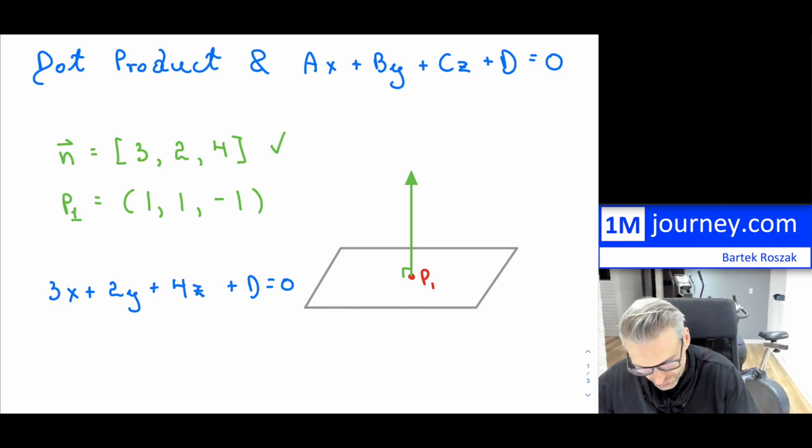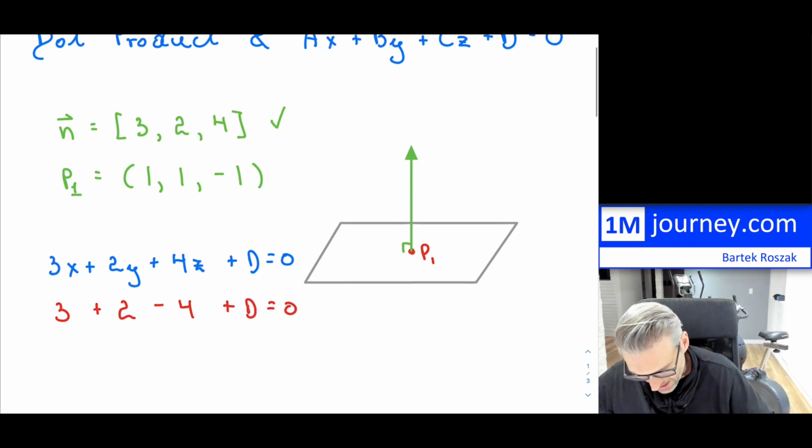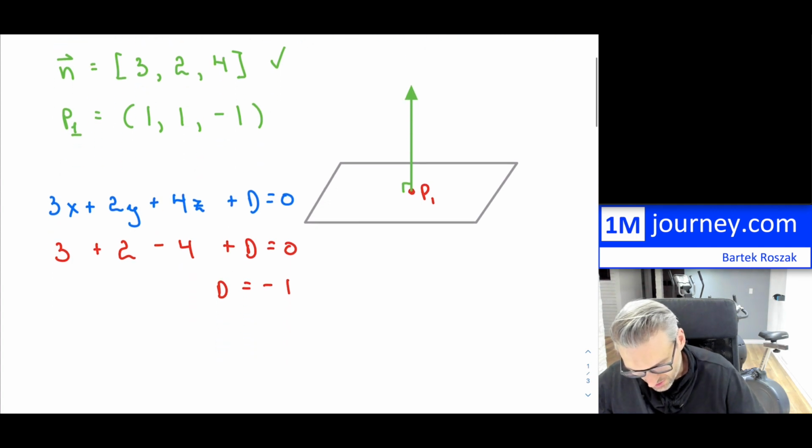Now we can take our point and substitute it into our equation. If we do that, this is going to be 3 times 1, 2 times 1, and 4 times negative 1, so that's negative 4, plus d is equal to 0. We can add it all up: that's 5, minus 4 is 1, bring it to the other side, and we get d is equal to negative 1. And so there we go. Instead of this being d, we can substitute in negative 1, and that's our equation.